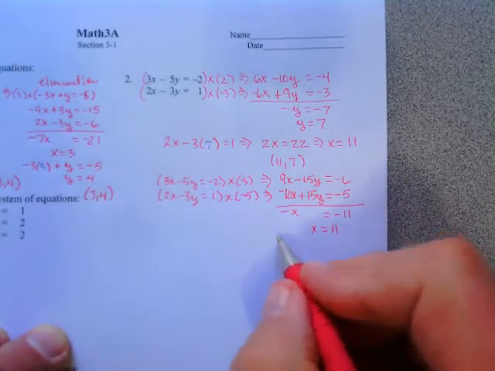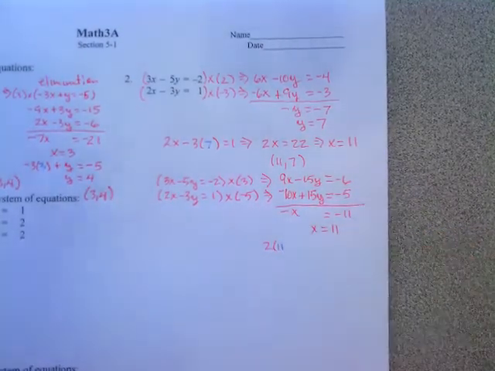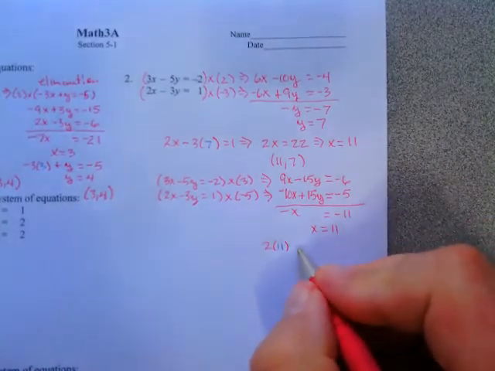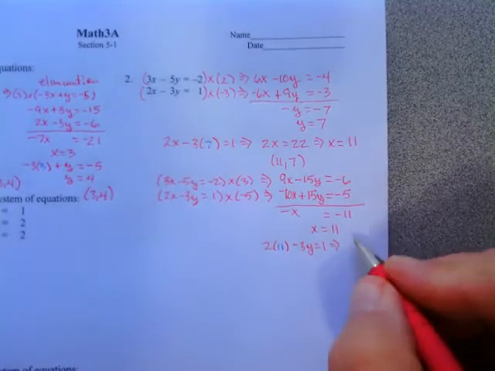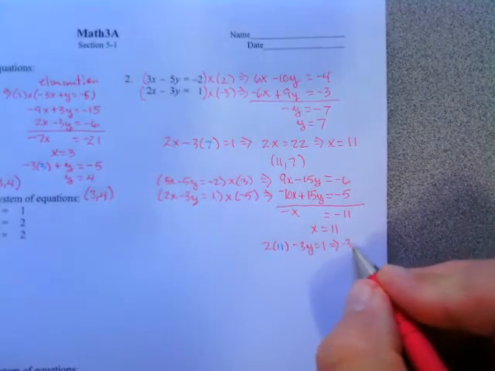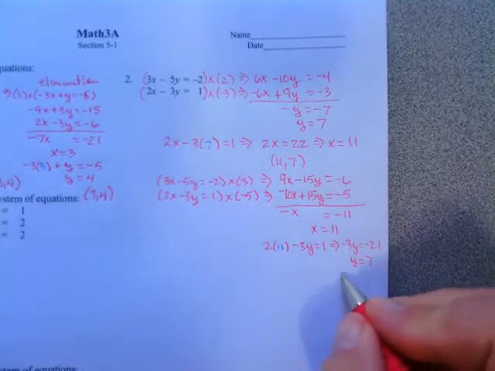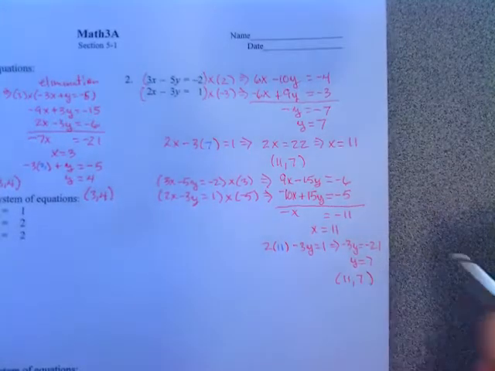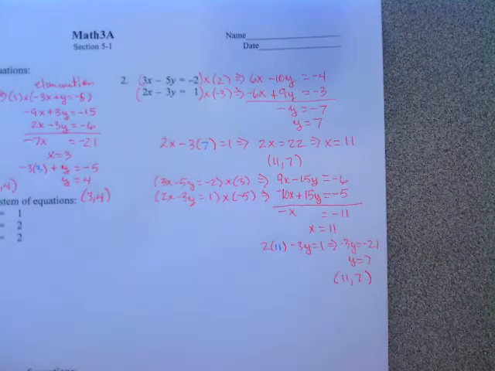Plug that back in. 2 times the 11, subtract the 3y equals 1, leads to -3y equals -21, so y is 7, and I'm still with 11, 7. So in the first case I got rid of the x's, in the second case I got rid of the y's. What is preferred? Bottom line, whichever one you see first, or whichever one is easier for you to see.